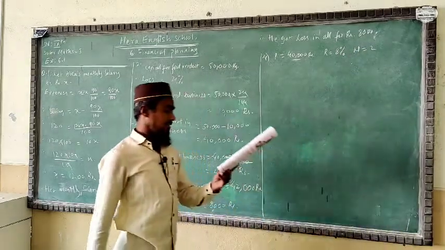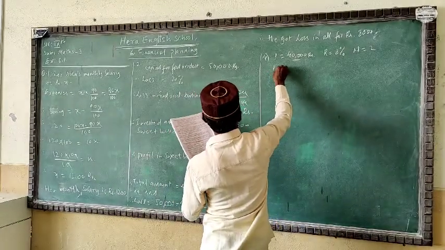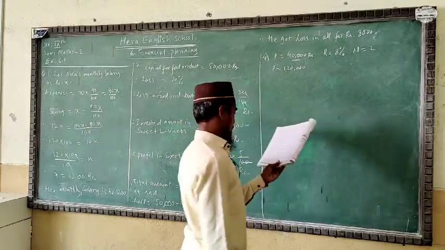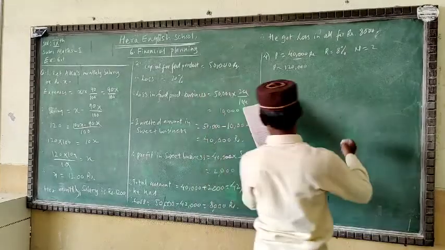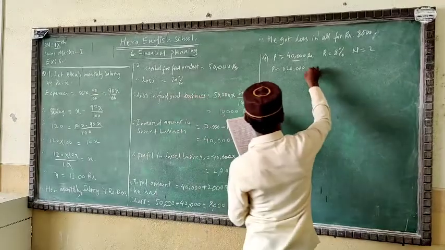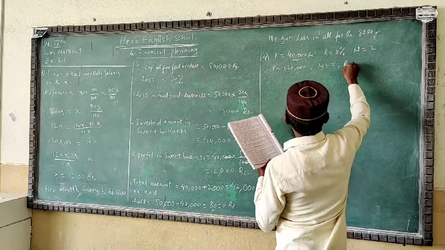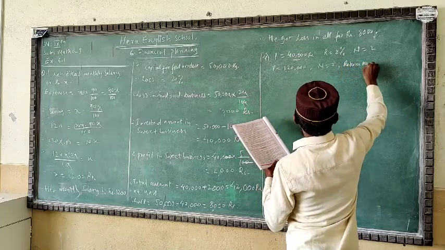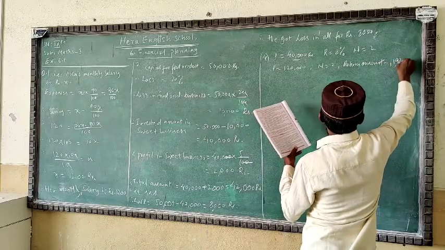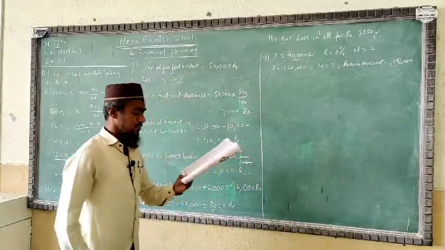And next, Mr. Fernandez invested rupees 1,20,000. This is the principal amount invested by Fernandez in a mutual fund. He also invested this amount for 2 years. N is given as 2 years, and he got a return amount of 1,92,000. Whose investment turned out to be more profitable?